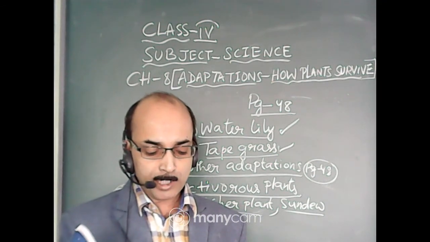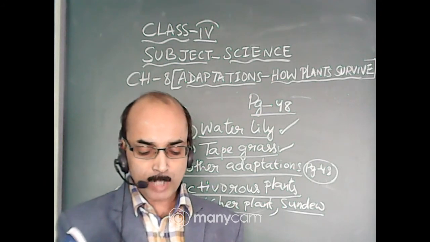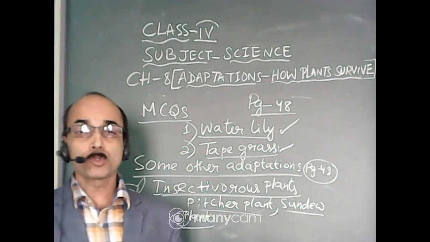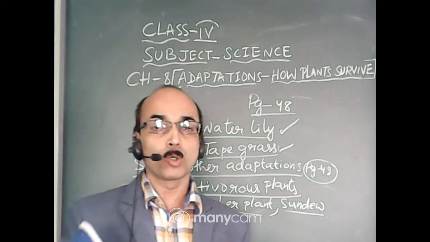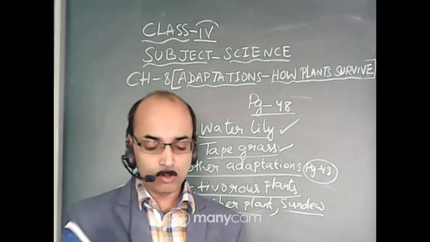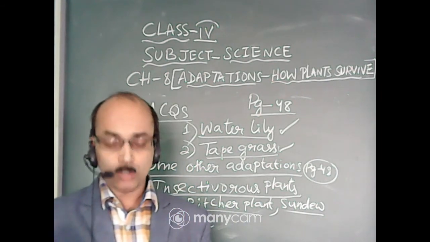Now coming to non-green plants. Some plants like coral root and Indian pipe do not have chlorophyll. So name two plants that do not have chlorophyll. They are non-green: Indian pipe and coral root. So they are called non-green plants.